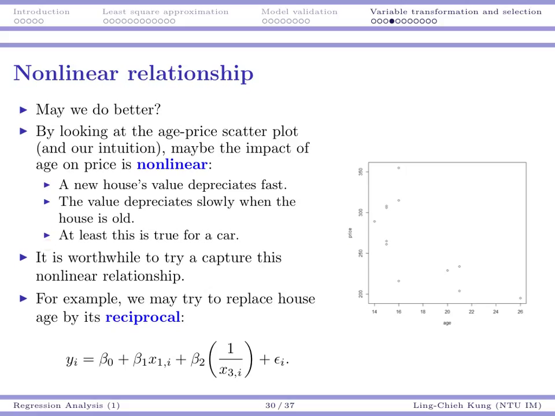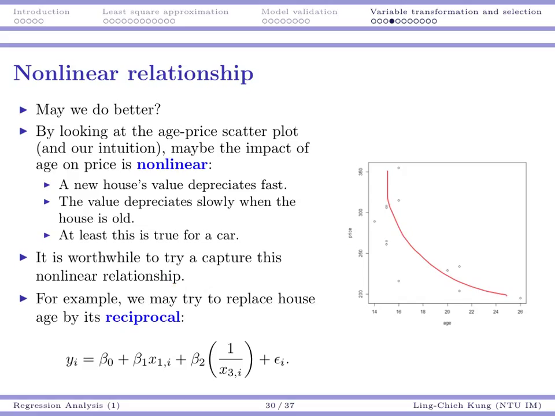Or at least we know this is true for used cars. When a car is old, then getting even older has no impact. But when a car is new, when it gets one year older, the value would depreciate a lot. If we look at the graph, it seems to us that the relationship is something like this, right? Seems to be nonlinear. So that means it's worthwhile to try to model this nonlinear relationship.